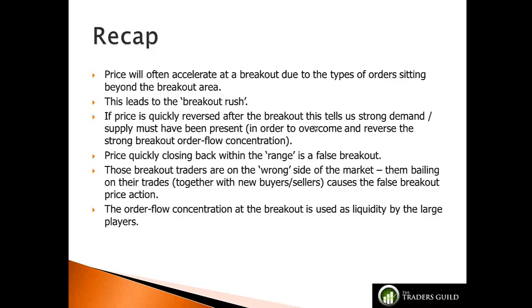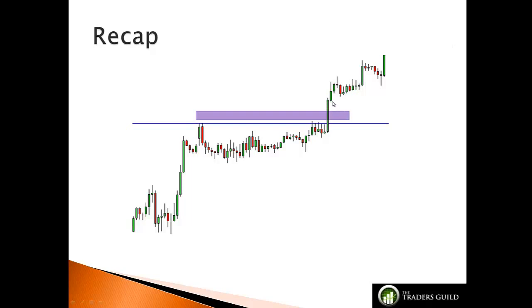So if price then reverses this, it tells us that strong, in this case supply, must have come into the market to reverse the strong buying strength from the long order flow concentration that is placed there. So if price subsequently comes back straight away and causes a false breakout, then that tells us that the selling that came in up here must have been particularly strong, because we know that this is strong buying order flow, and the way price left this area, the breakout rush, confirms this to us. So in order to overcome that, the selling that must come in here, i.e. supply, has to be particularly strong.